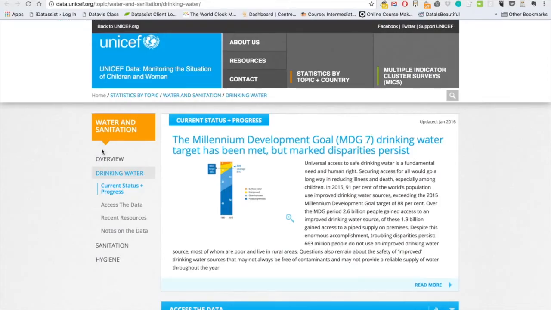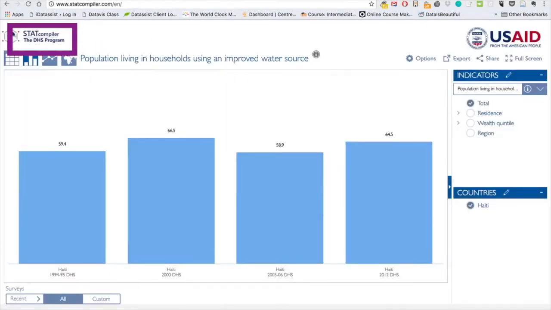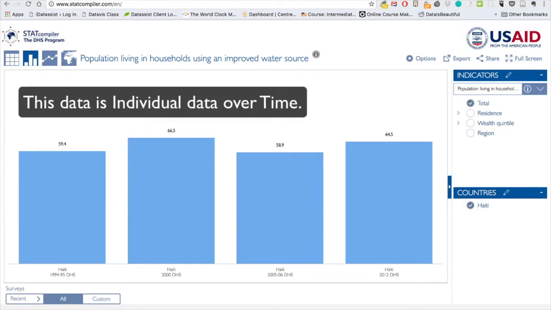Here's UNICEF. Here is water.org. There's many different places that have data on water, and we settle on the DHS program that's run by the USAID. One of the reasons that the DHS program data is so valuable is that they collect data on individuals and households over a long amount of time.